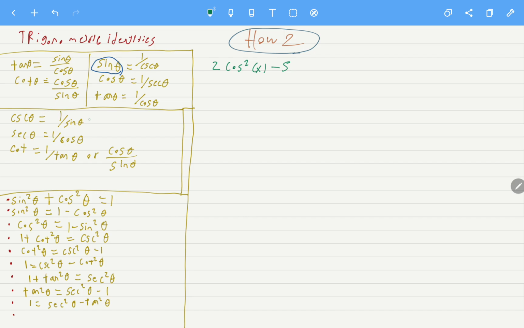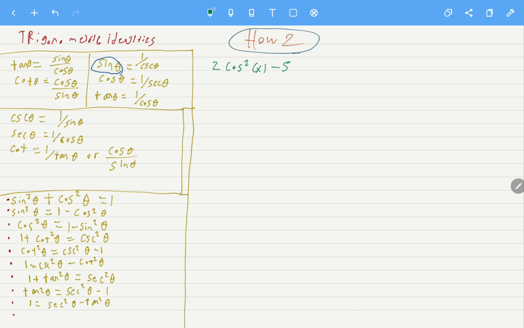Cosecant is just 1 over sine. So this is a reciprocal. See, sine is just 1 over cosecant because cosecant is 1 over sine. And secant is 1 over cosine. And cotangent is 1 over tangent or cosine over sine, depending on what situation you're trying to apply it to.